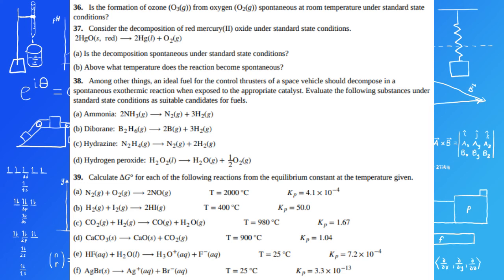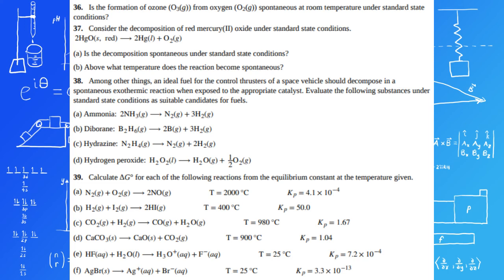All right, we already did something like that earlier where we calculated a temperature of 400 kelvins, above which a reaction is spontaneous, below which it's not. So we already showed how to do something like that. 38, among other things, an ideal fuel for the control thrusters of a space vehicle should decompose in a spontaneous exothermic reaction when exposed to the appropriate catalyst. Evaluate the following substances under standard state conditions as suitable candidates for fuels.